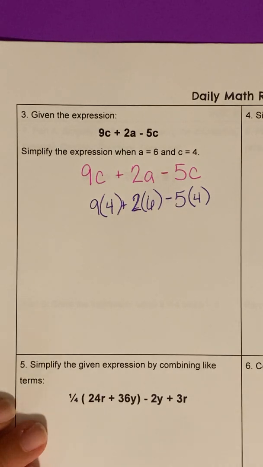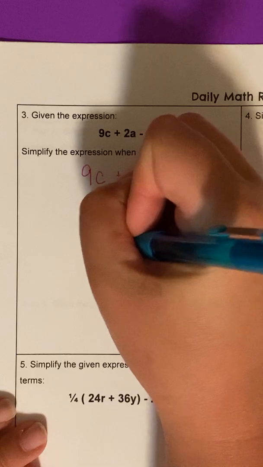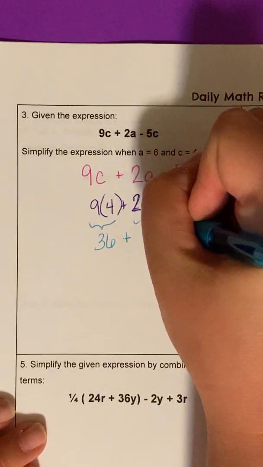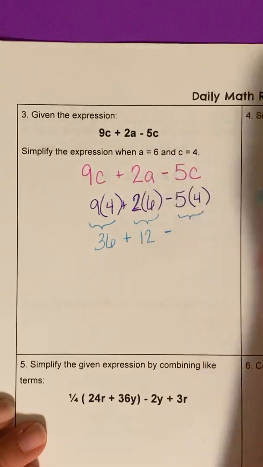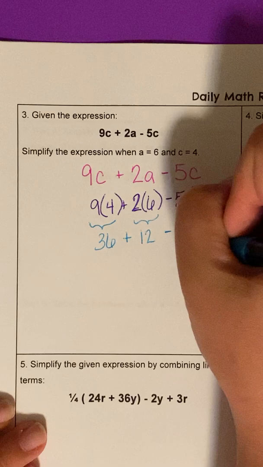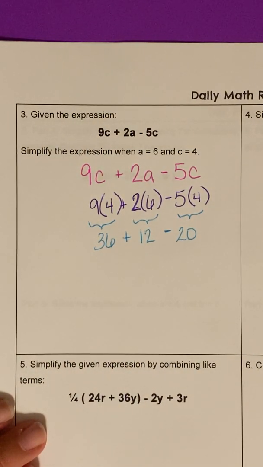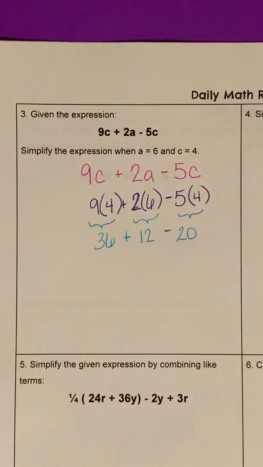Now, we need to multiply first. What is 9 times 4? Well, 9 times 4 is 36. Plus, what is 2 times 6? 2 times 6 is 12. Minus, what is 5 times 4? 5 times 4 is 20. Now, left to right, order of operations, left to right. Also, you will still get the same answer when you go from left to right and you multiply through.